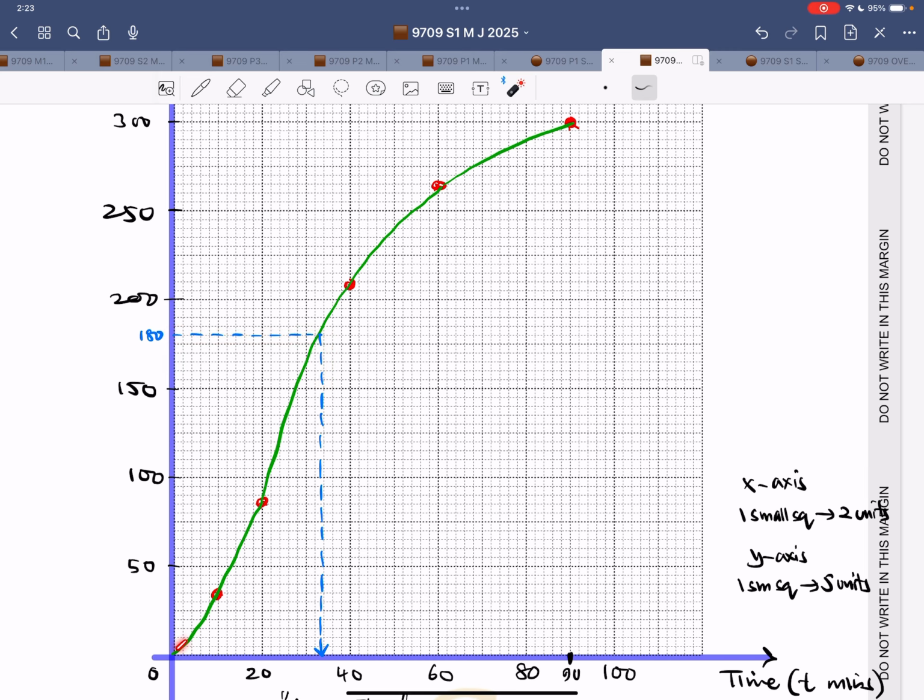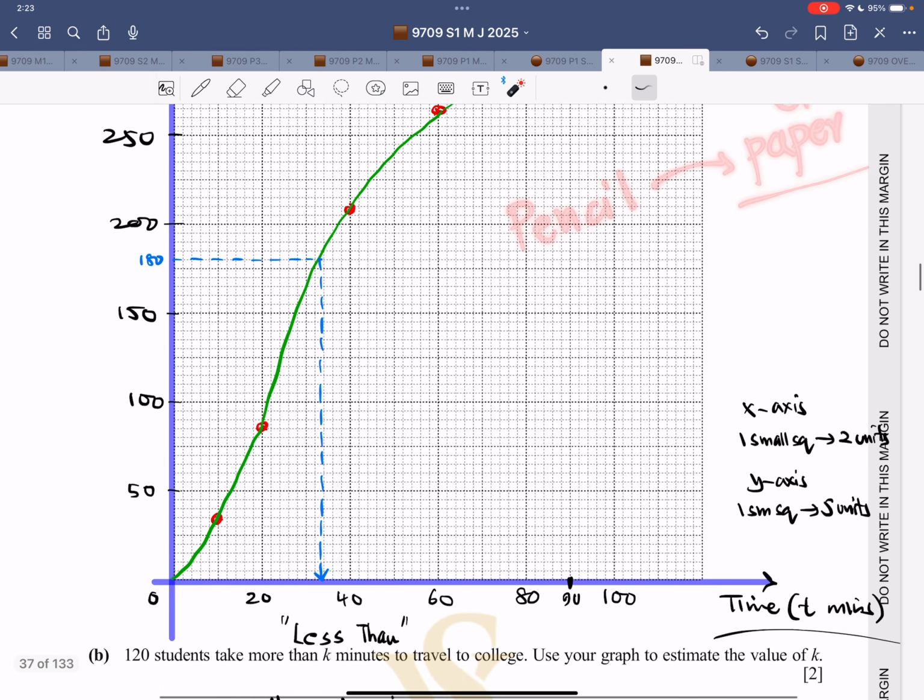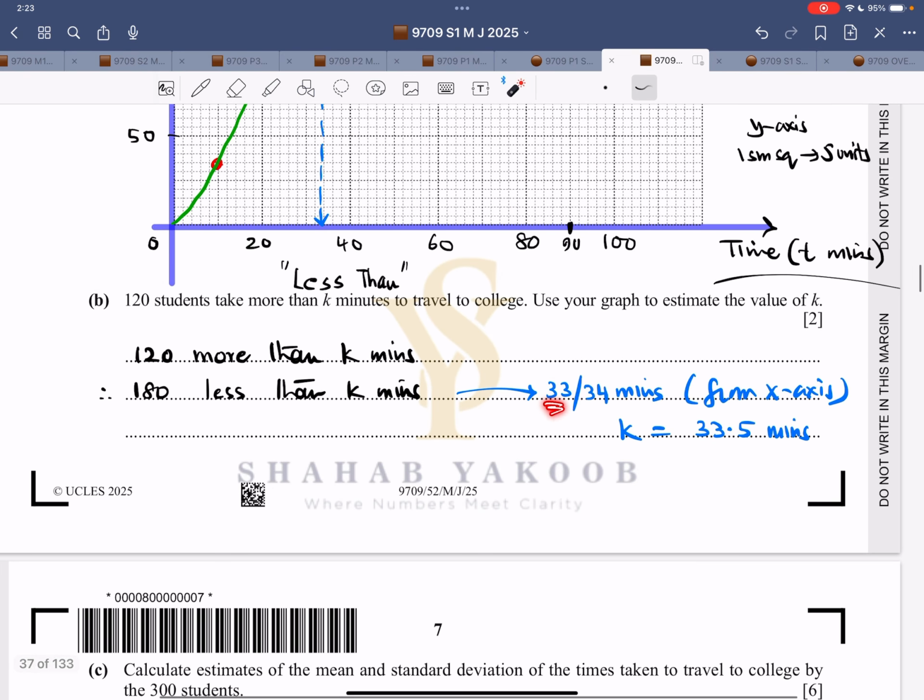Now keep in mind, I have drawn this on an iPad. You will be drawing it with pencil and on paper, so yours will be more accurate. So my answer is coming out to be between 33 and 34 minutes. I have written 33.5. In the mark scheme, it's written as 35 minutes. So of course, there would be slight error. Of course, the examiner takes into consideration the human error.